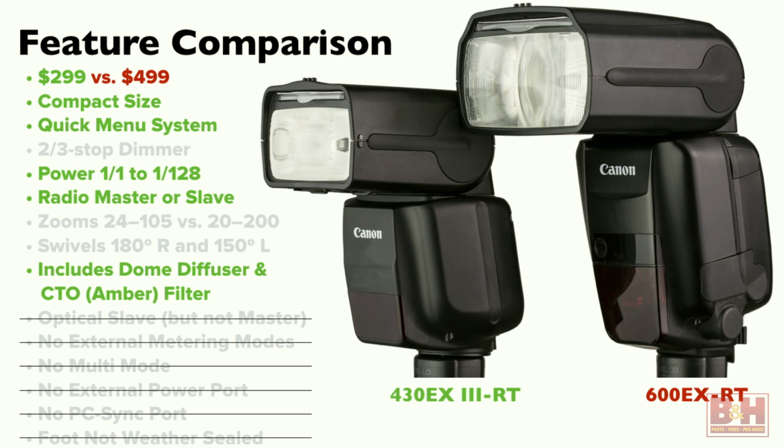So compact size, quick menu system, same power range, radio enabled, a little dome diffuser and CTO amber diffuser that are included in the kit now, and you save a bunch of money. I really like the 430, and Canon's not telling me to say that. I'm just flat calling it. I was here in April, and I said the same thing, and the 430 was brand new. So I want to close on some basic ideas, and then we're going to open up for questions.